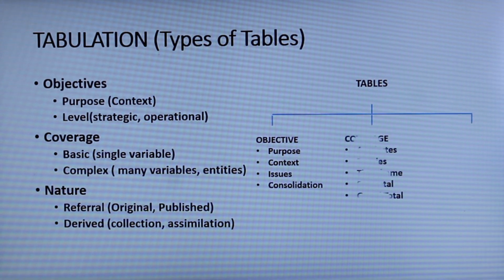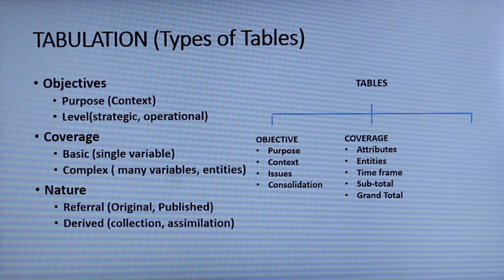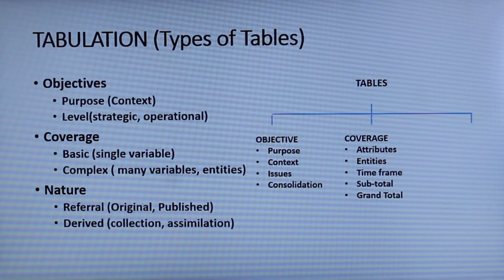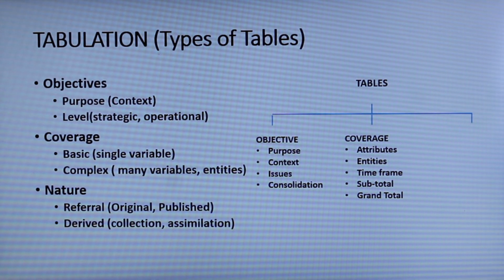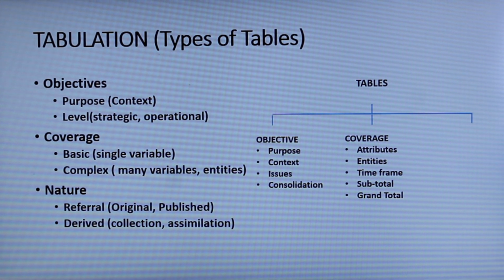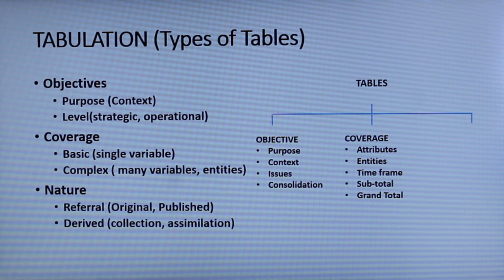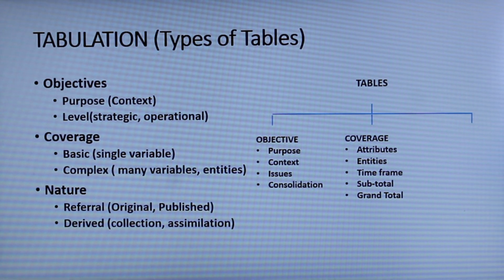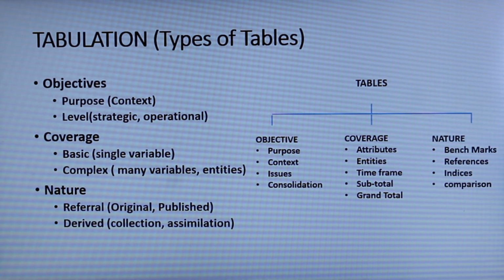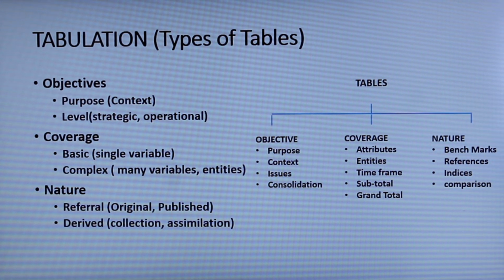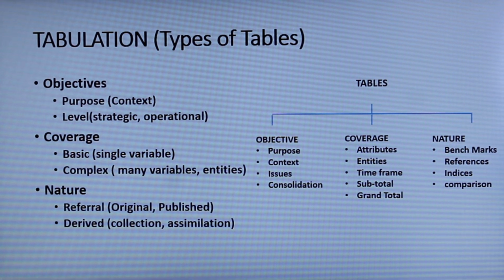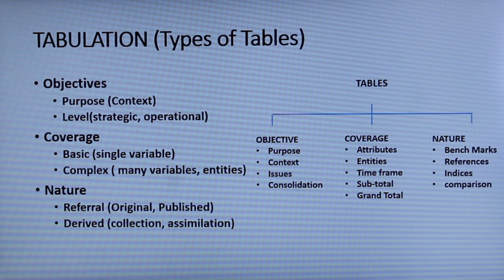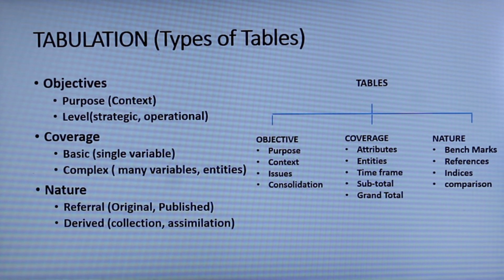Coverage is really operational. You cover the entire data from the base level. It could be attributes, entities, time frame, or a combination of these, with subtotals and grand totals. So in a two-dimensional form, you are able to put all these things, giving a wide coverage of all aspects that you wanted to reflect in the table. And nature is basically referral tables, indices, or benchmarks. In fact, these reference tables or referrals can also form part of a coverage table, wherein you are able to compare with the data also.